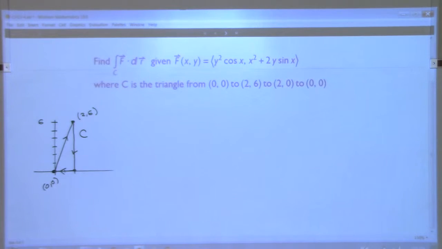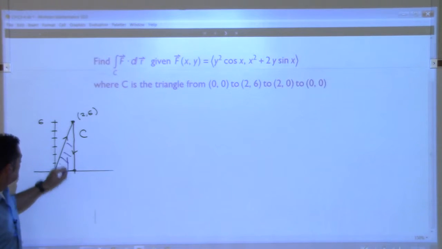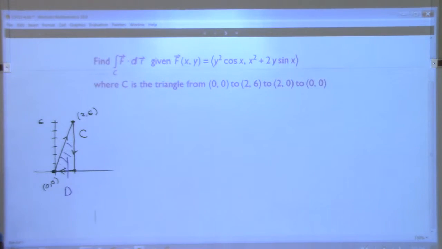Do you all feel like you want to do this with Green's theorem, or do you want to do parametric representations of the three line segments? No, it's a closed region, right? This right here is D. So we should be able to use Green's theorem. But as has been pointed out, the orientation of our C right now is negative orientation. We're going clockwise, right? So Green's theorem applies if you have positive orientation.